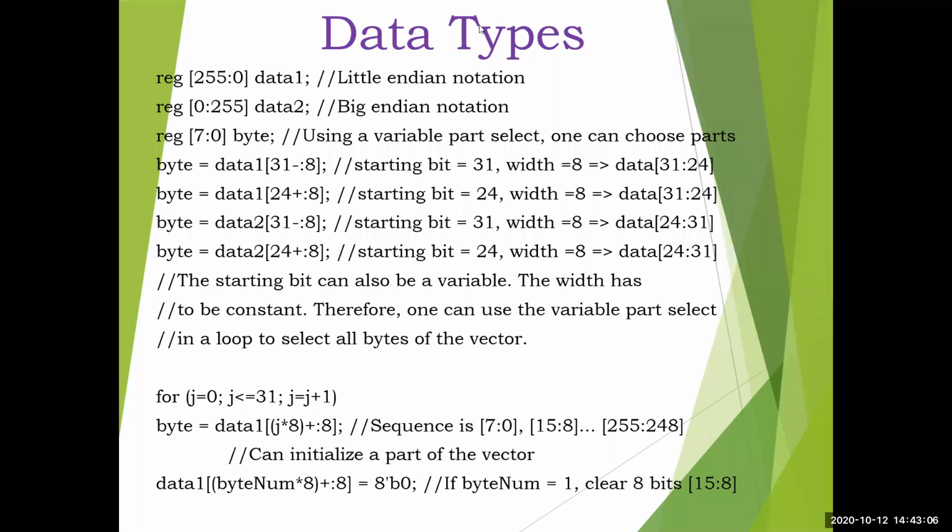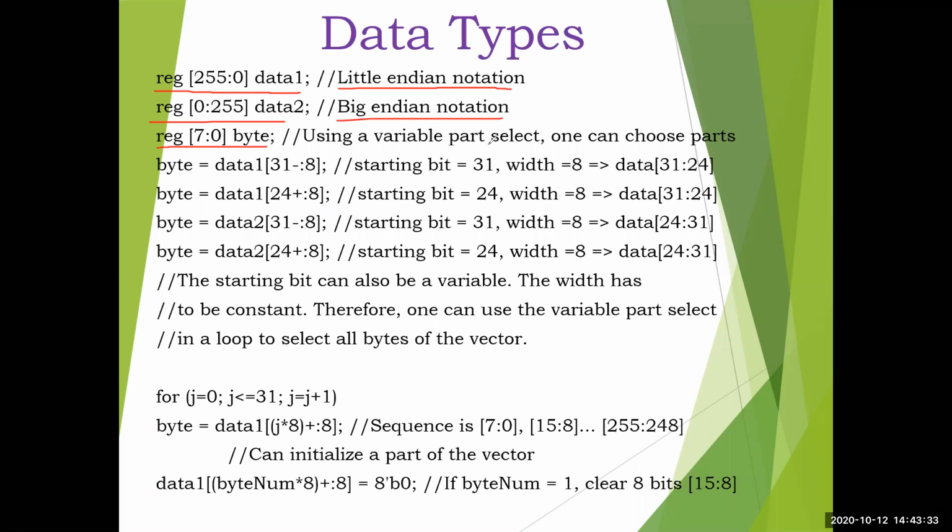So this is the example. Okay, so clearly give attention. We have used here two variables, data1 and data2. One is little endian notation. I told you two types of computers are there, little endian and big endian. One will use the highest as the MSB, the other the lowest as the MSB. Then register 7 to 0 is a byte.